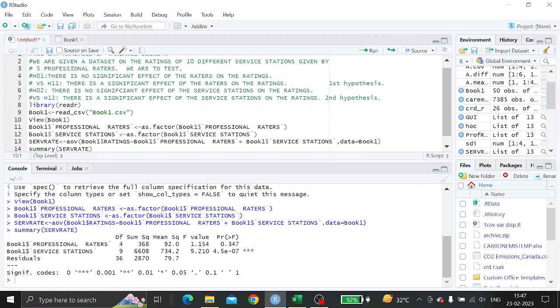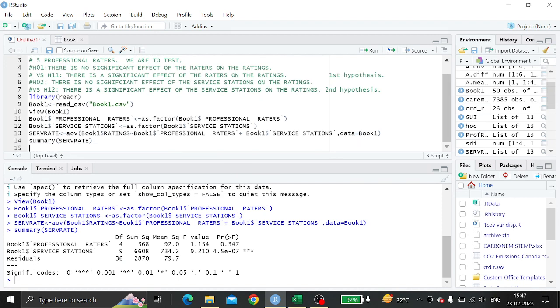And in case of the second factor, the service stations, we see that the p-value is much less than alpha value 0.05. So in this case we have to reject our null. We conclude that yes, there is a significant effect of the service stations on the ratings.